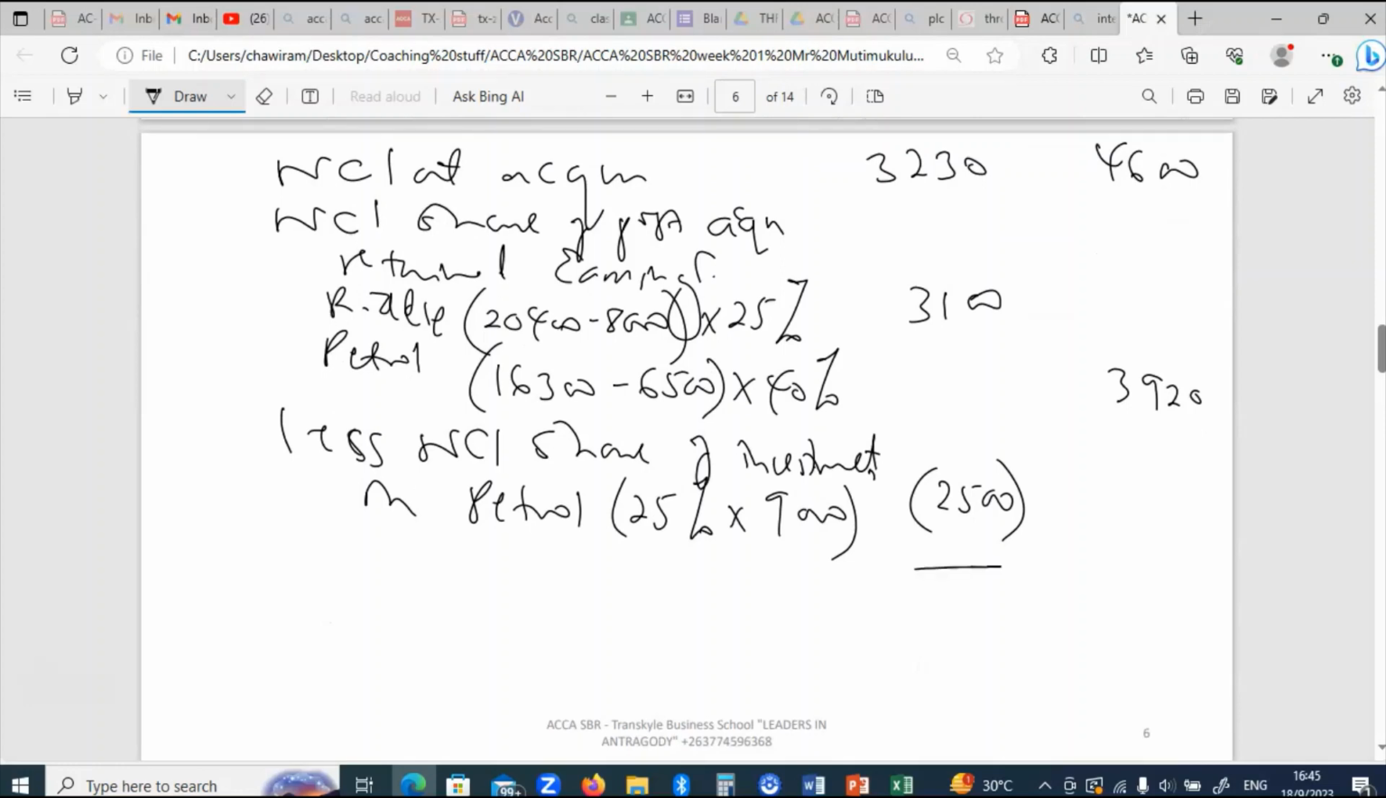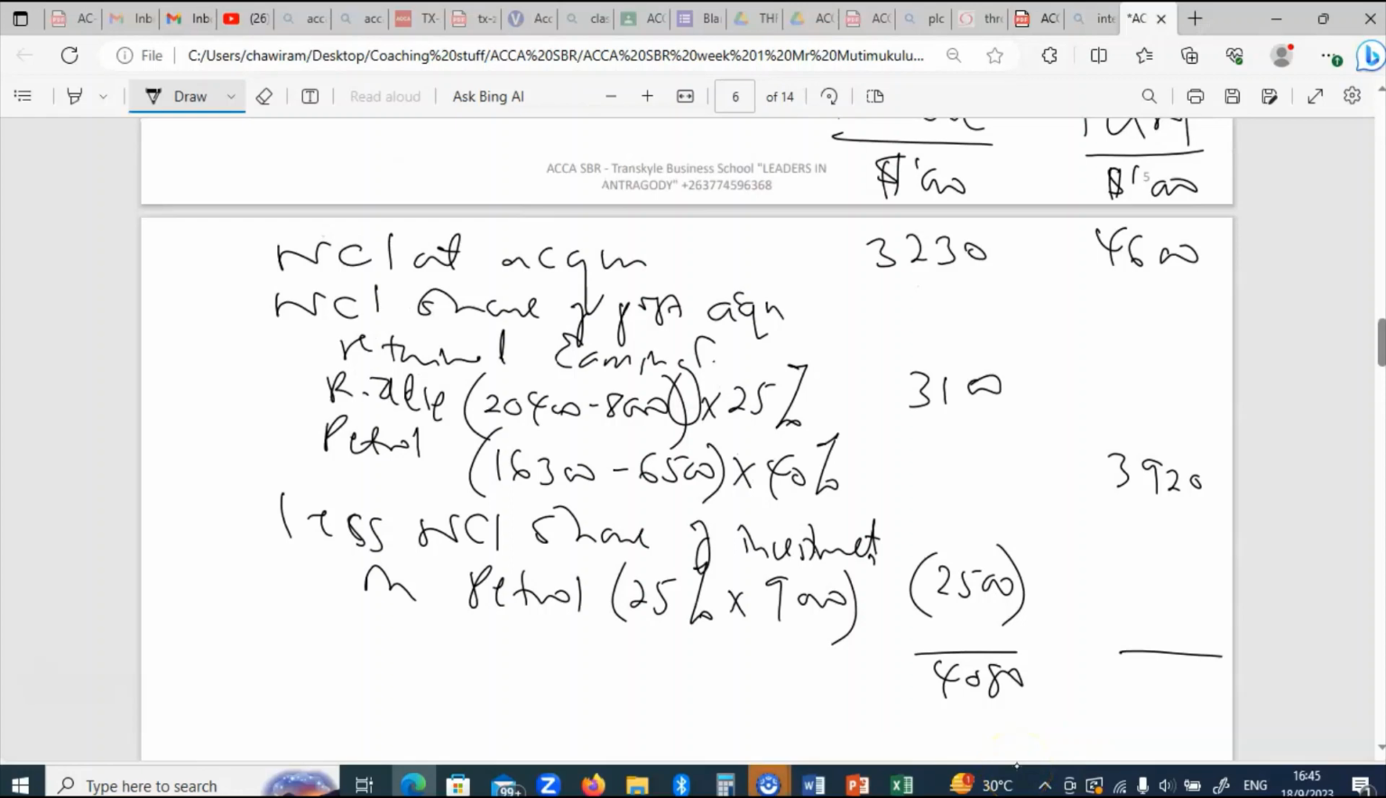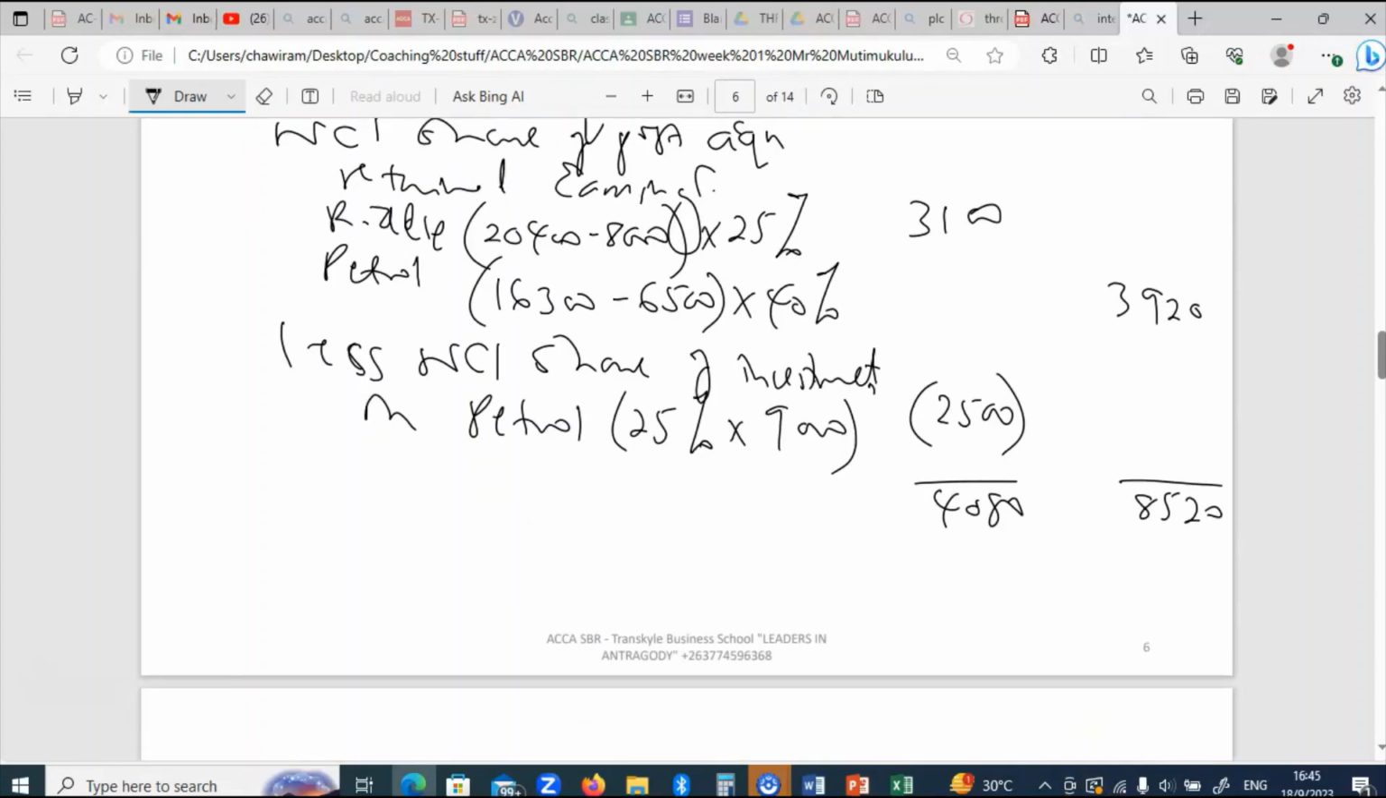When we do the reduction, we're going to say 408, if you do your mathematics very well. And then if we add up these figures on the last column, we are going to get 8,520. Then we need to combine these figures to come up with the total NCI, which is going to be 12,600.